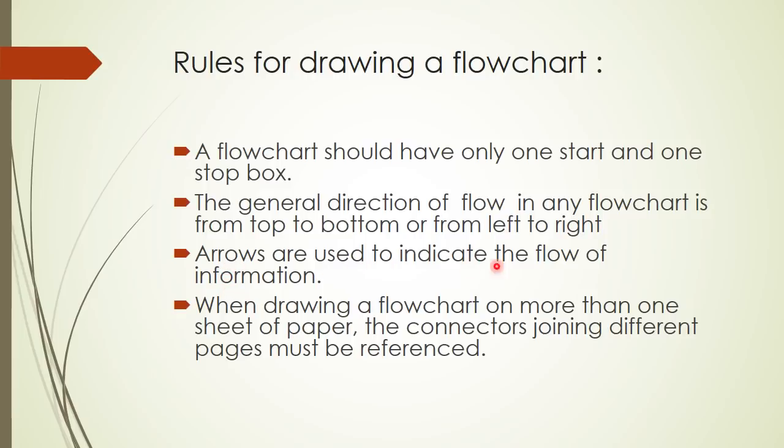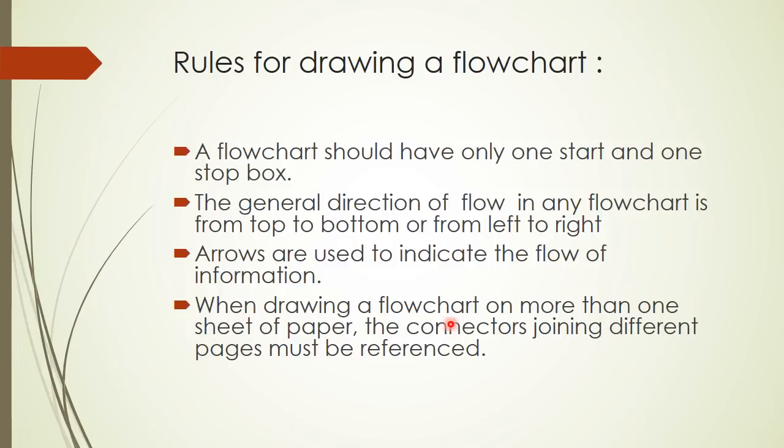Arrows are used to indicate the flow of information. Step by step, the flow of information is connected using different arrows: parallelogram shape, arrow, decision shape, arrow, rectangle shape, arrow, then again oval shape. So arrows are used to connect the different flow of information in a particular flowchart.